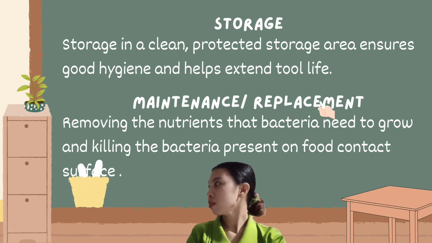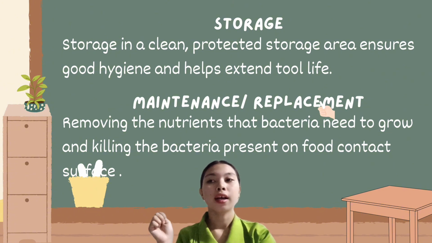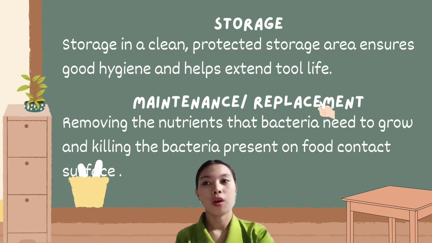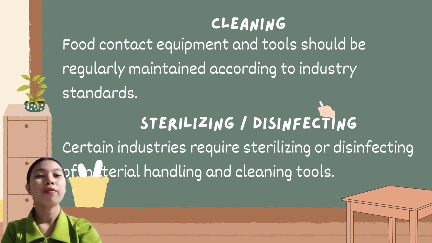So, kasunod is maintenance and replacement. So, kapag may sira yung isang equipment or tools, kinakailangan na natin siyang ipagawa, or kapag hindi na naman siya kaya, is bumili na tayo ng kapalit niya. So, dito is para maiwasan din natin ang pagkakaroon ng mga risk sa isang environment. So, we have here the cleaning.